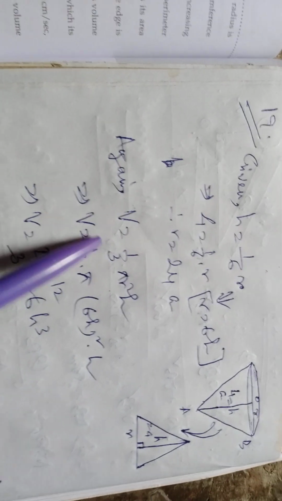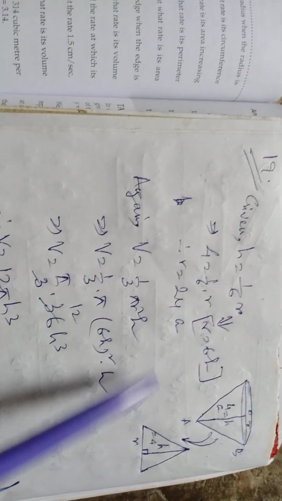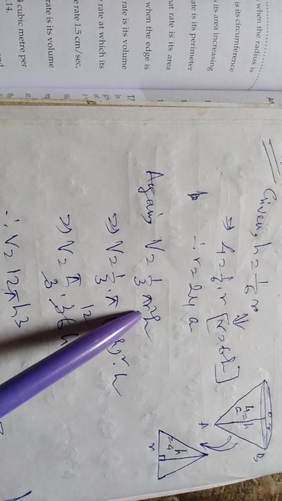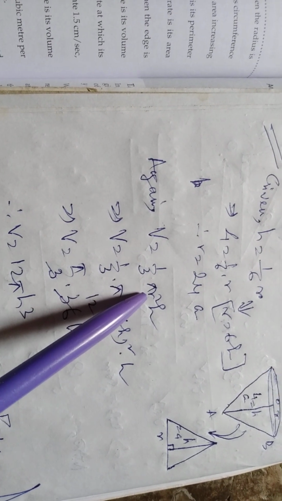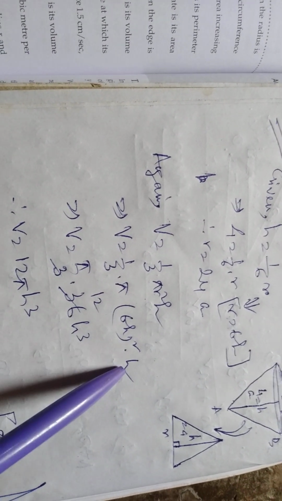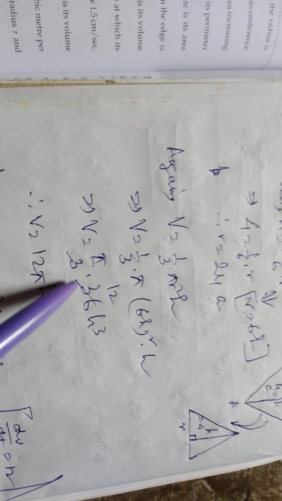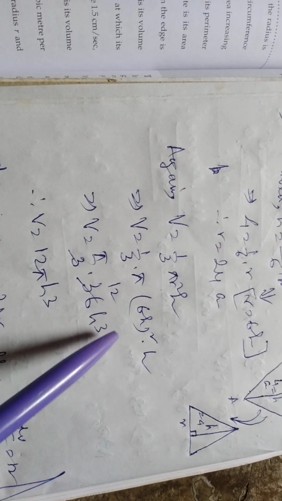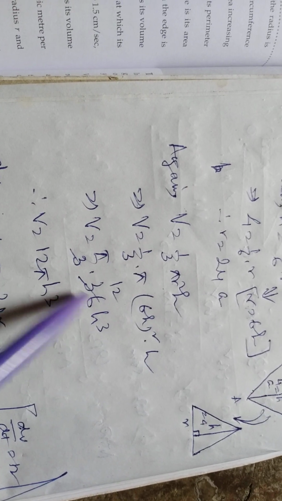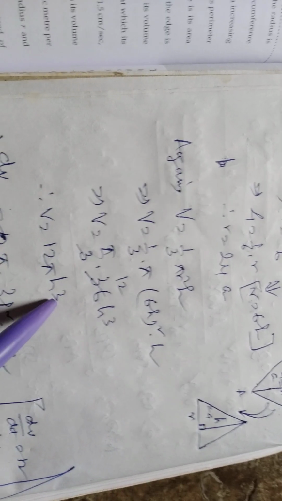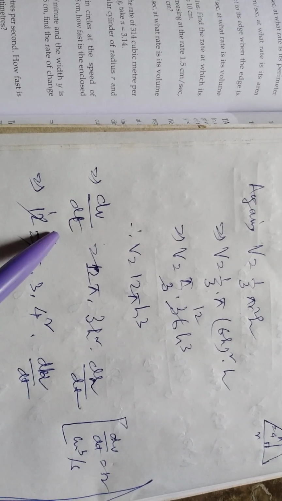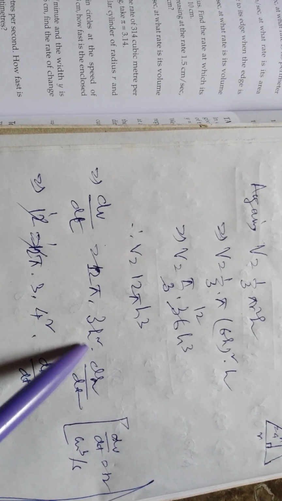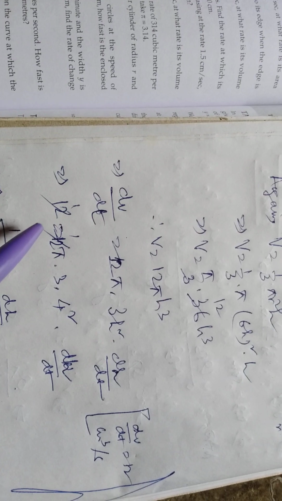Again, we know the volume of the cone, v is equal to 1/3 pi r square h. So v equals 1/3 pi into r square, replaced by 6h whole square, into h. So v equals pi by 3 into 36h cube overall. So 3 will cancel, so this is 12 pi h cube overall. Now taking derivative with respect to t, dv by dt is equal to 12 pi into 3h square into dh by dt.